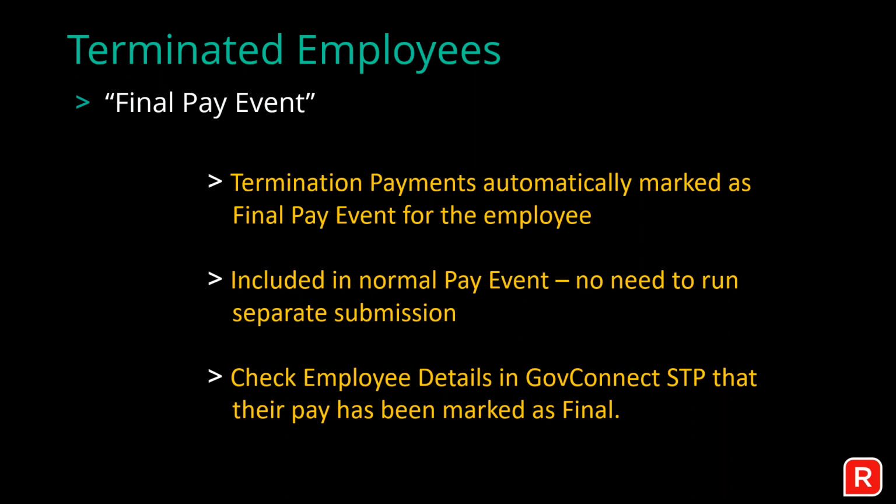So you just go through and process your pays through to GovConnect STP in the normal manner. It's in GovConnect STP that you'll be able to open up the detail and see that indeed that terminated employee is marked as final, unlike the others, which are just set as normal. We'll show you that later on.